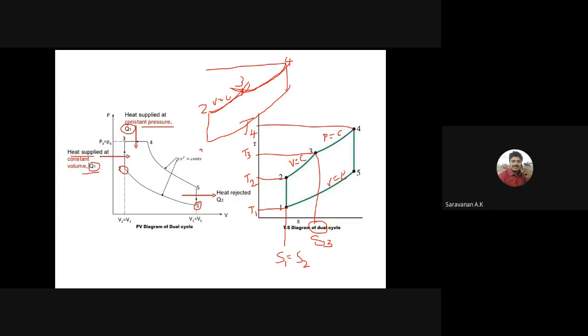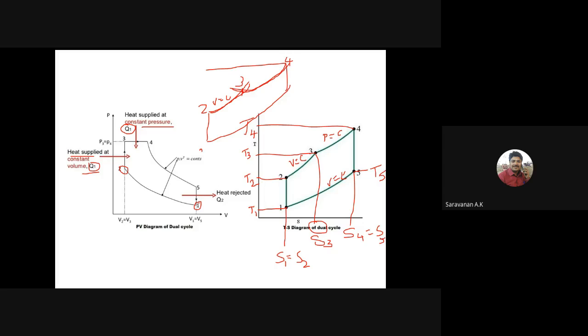Then volume is constant. After that, 4 to 5 is the expansion process. In the expansion process, the pressure decreases as well as the temperature, down to T5. Then in the heat rejection process, the heat is rejected to the atmosphere, so the temperature gradually reduces. At this point the entropy S4 is equal to S5. So this is the PV diagram and TS diagram for the dual combustion cycle.